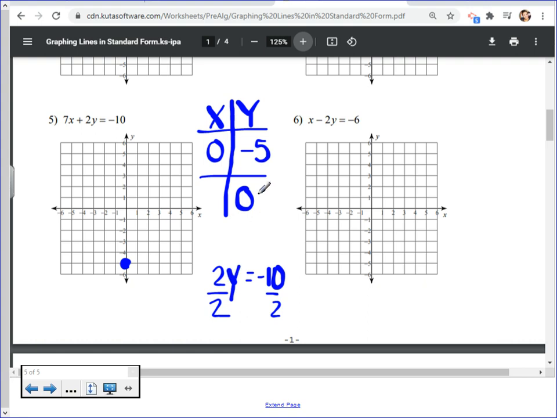Okay, now we're going to plug this 0 in for Y. So when you do that and you plug in a 0 right here, it's actually 2 times 0, which is 0. So in that case, you're left with 7X equals negative 10. This one is going to be a little bit more work because it's not as easy of a problem. So take negative 10 divided by 7. Just round your answer to the nearest tenth.